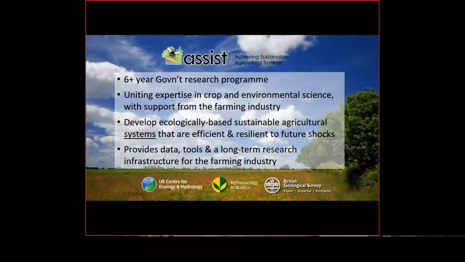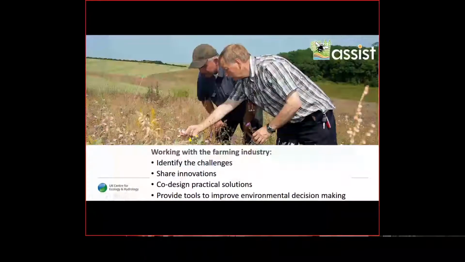And the aim is to develop ecologically based agricultural systems that are more efficient and resilient to future shocks. So it's working with the natural ecosystem as much as possible, but bringing the best of crop science to bear. And because it's government funded, we will provide data and tools and a long-term infrastructure of research and demonstration farms for the industry. So that's the aim. Sorry, that's the advert for Assist.